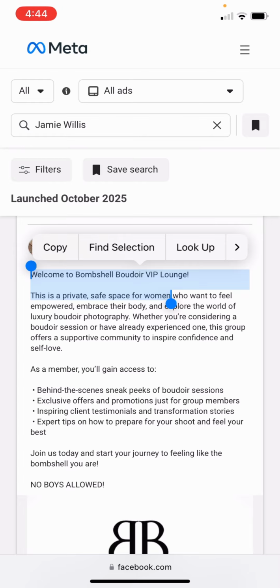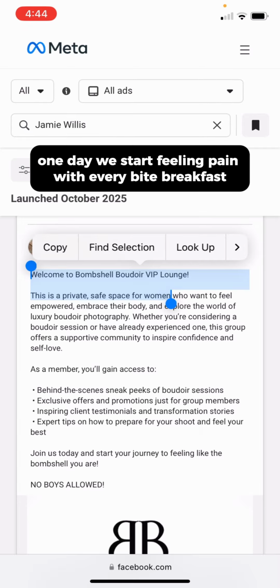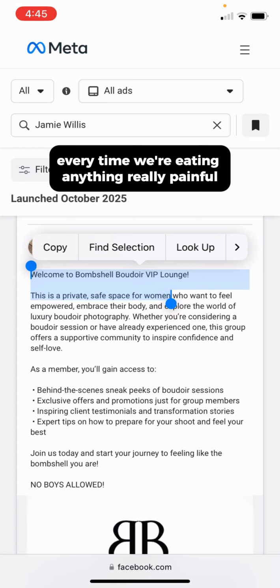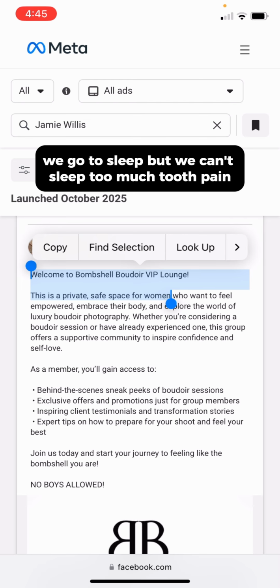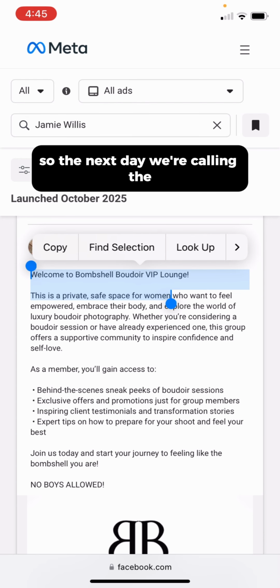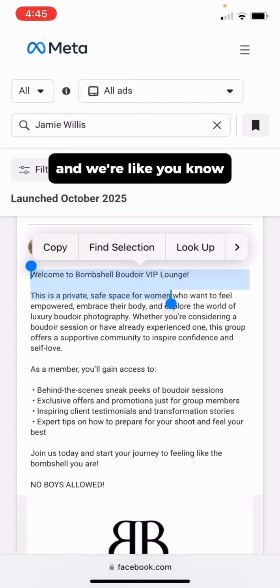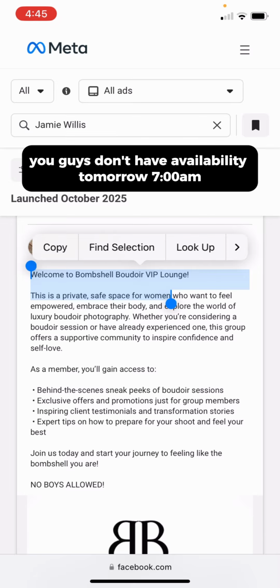But then, month like 15, one day we start feeling pain with every bite, breakfast, lunch, dinner, every time we're eating anything, really painful. And then we go to sleep, but we can't sleep. Too much tooth pain. So the next day we're calling the dentist trying to get an appointment. And we're like, trying to book something, get on the calendar. And we're like, what do you mean you guys don't have availability tomorrow, 7:15 a.m.?